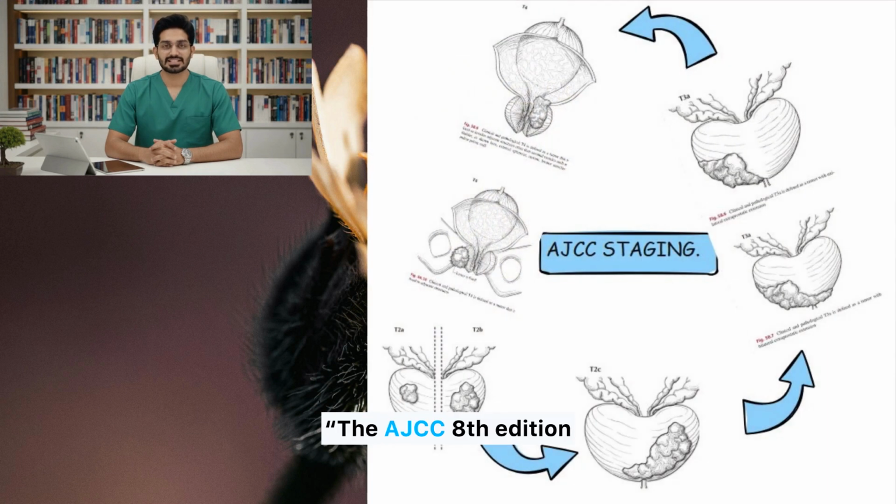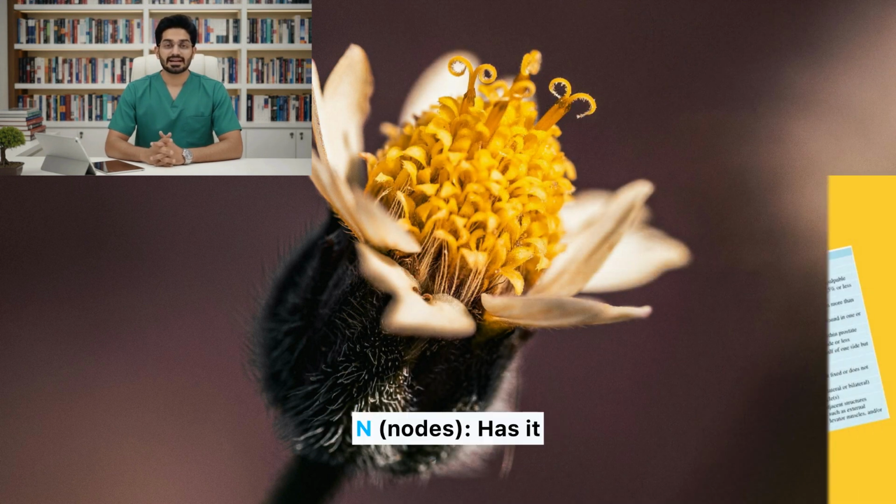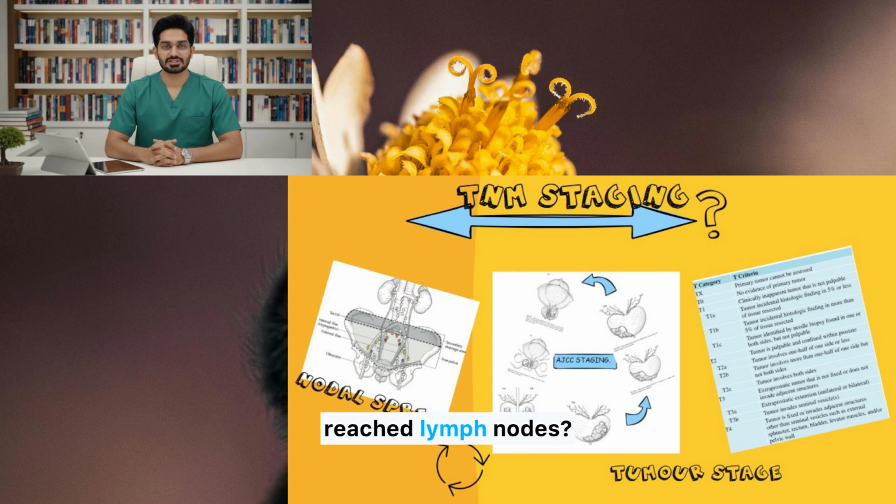The AJCC 8th edition defines exactly where the cancer is and how far it's gone. T, Tumor. How big? Is it inside or starting to push out? N, Nodes. Has it reached lymph nodes? M, Metastasis. Has it traveled? Doctors group these into stages 1 to 4 for a quick summary, from earliest to most advanced. This, your risk group, and Gleason score are like a GPS for planning your care.